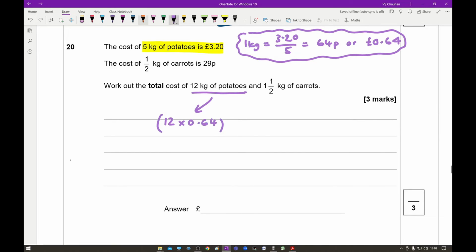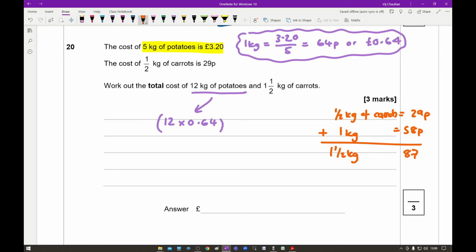And then moving on to the carrots, well, here we know that half a kilogram of carrots equals 29p. So 1 kg is going to be double that, which is 58 pence. So then if I add those two amounts up, I'm going to get 1.5 kilograms. And adding this up, I get an answer of 87 pence.